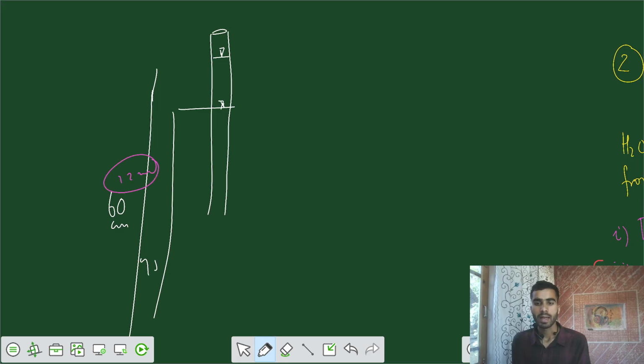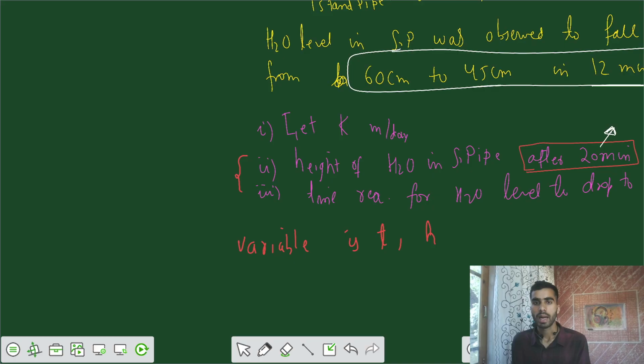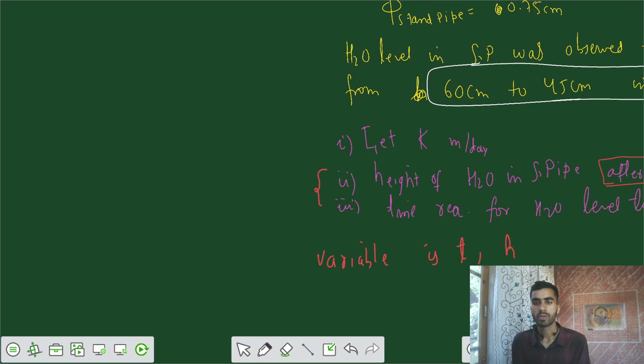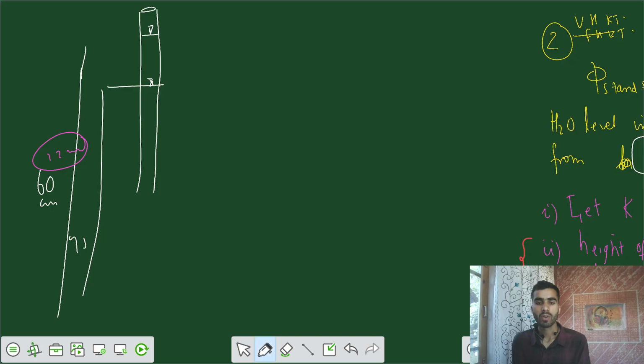Now it's saying to get the height of water in the standpipe after 20 minutes. Now we can solve two different conditions. Either we can solve it from the condition that after 12 minutes has passed, we take the next 20 minutes and see what the level is somewhere here, some H3 that we are going to calculate.